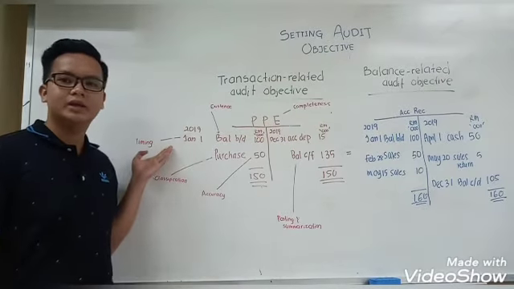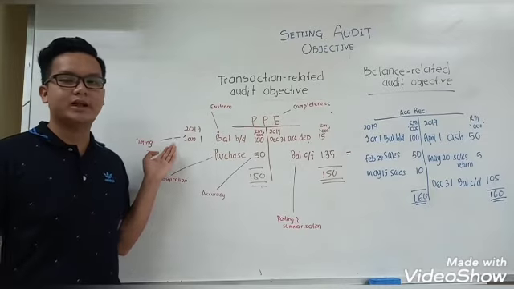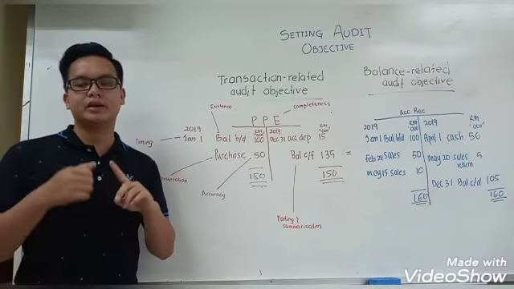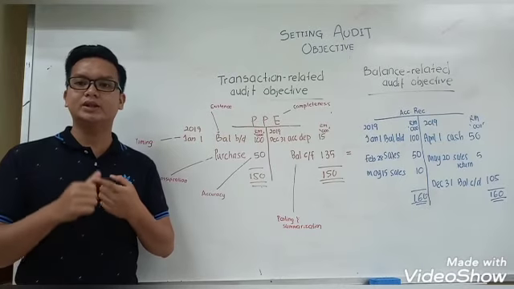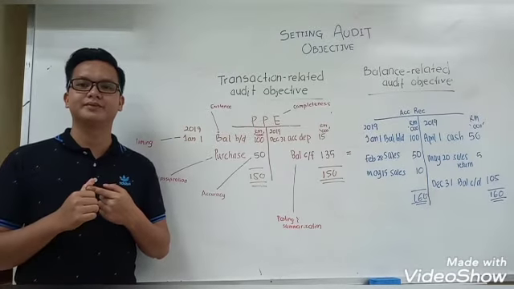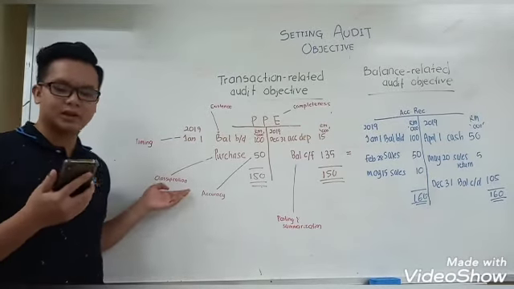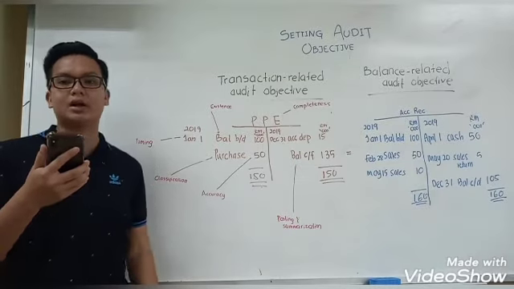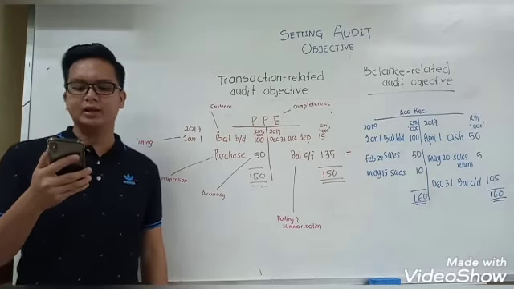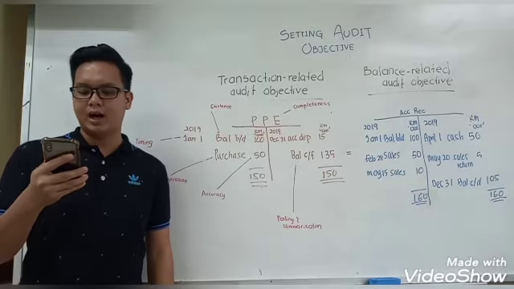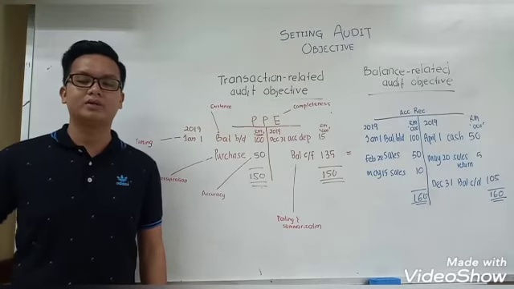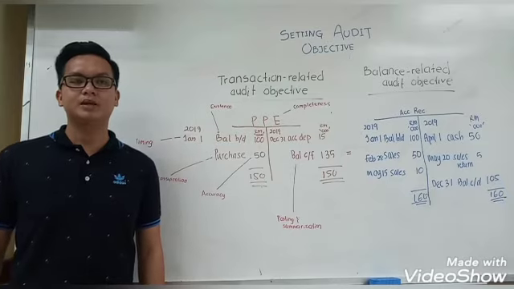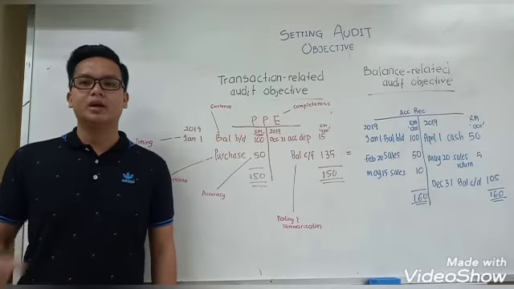The second one is timing. Timing is related to that: if you buy goods today, then the transaction must be recorded today. The next one is classification. Classification means that transactions included in the client's journal are properly classified. For example, cash in and cash out must be recorded in the cash book.